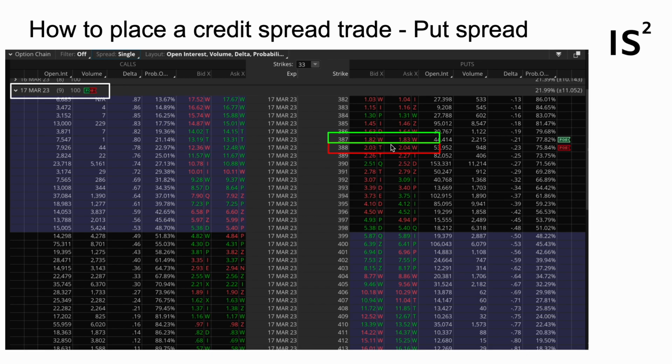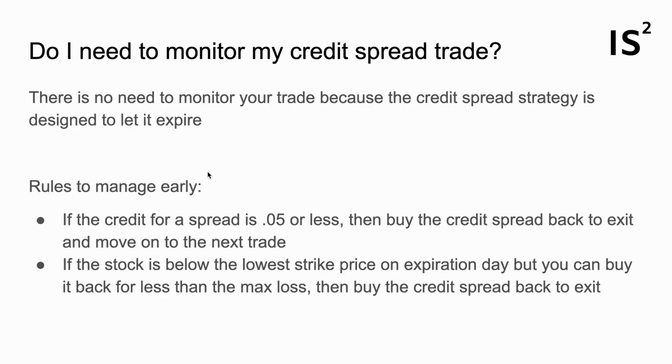We can sell it because we're going to collect a bulk of the premium, right? 20 cents, and we can buy it back for around 4 or 5 cents. So we're going to collect 15 cents. So that's roughly all of the credit that we received. So we get to collect most of our credit, and now we can move on to the next trade. So that is the idea of managing early if your spread is less than 5 cents.